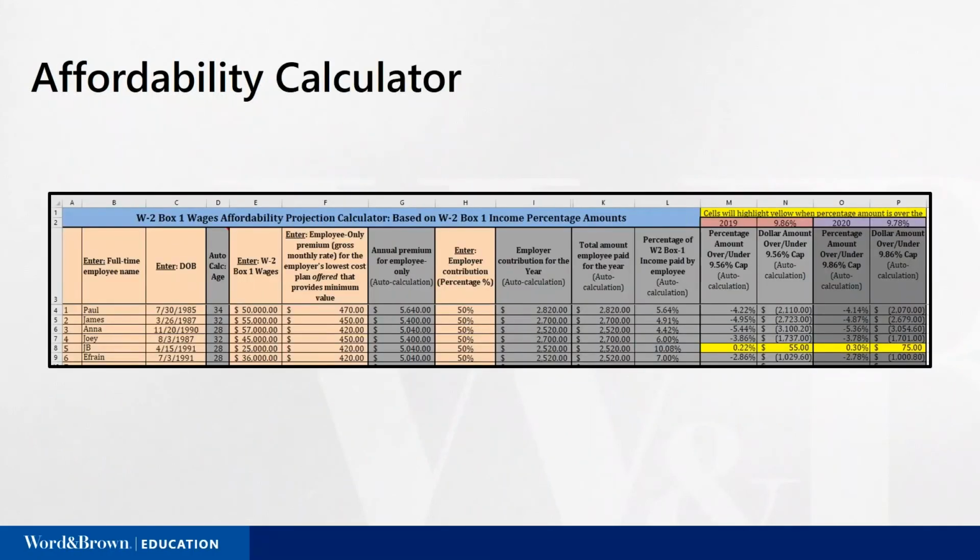We have a great calculator on the Word & Brown website that allows you to determine affordability based on the rate of pay or W-2 safe harbors. We break it down based on whether that is an hourly or salary employee, and even further, we break it down based on whether the employer contributes on a whole dollar amount on a monthly basis or a percentage basis.